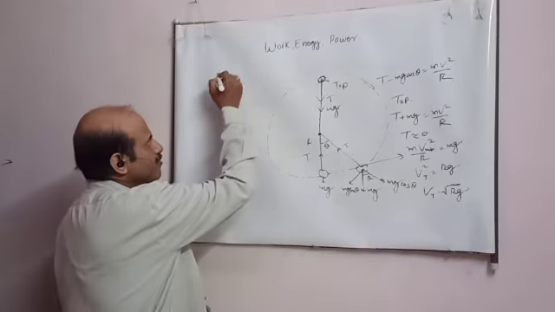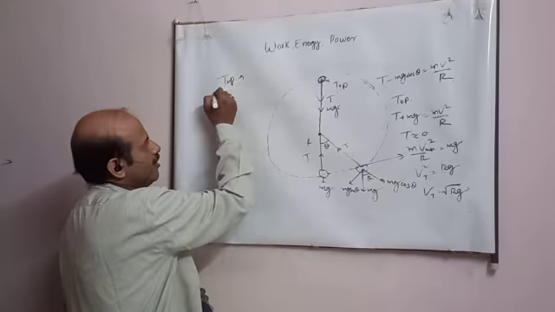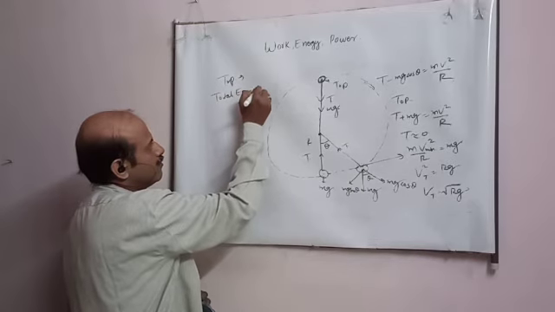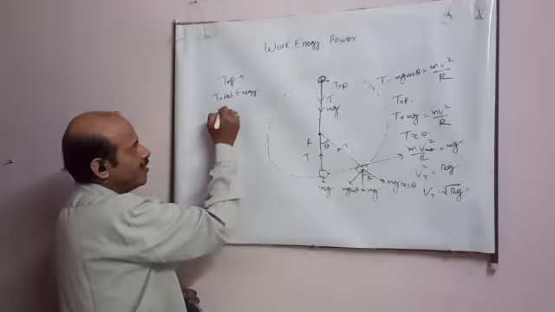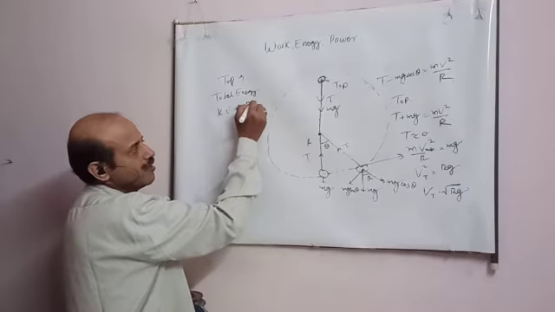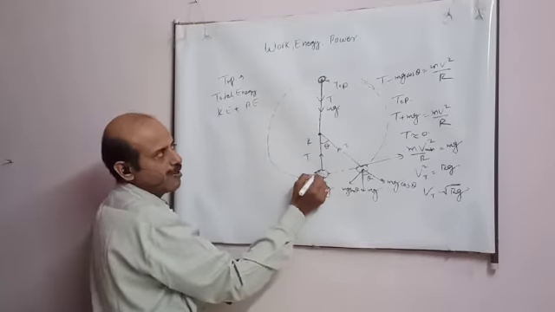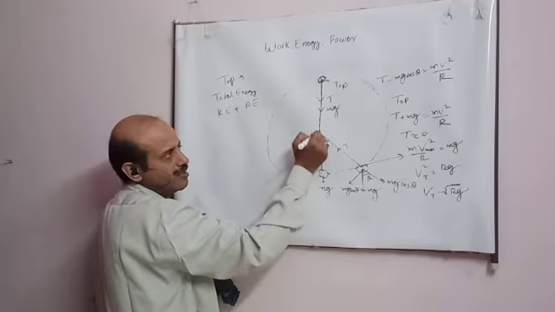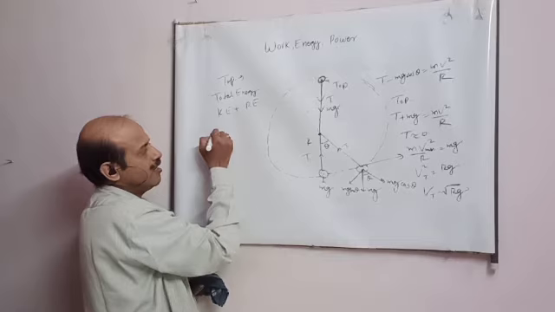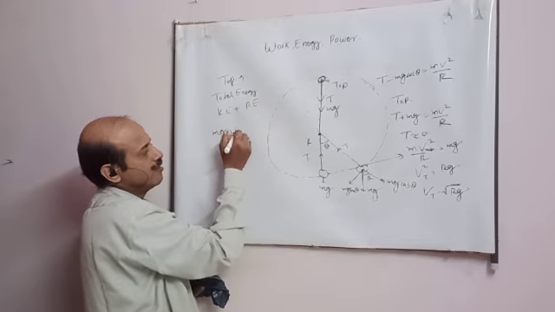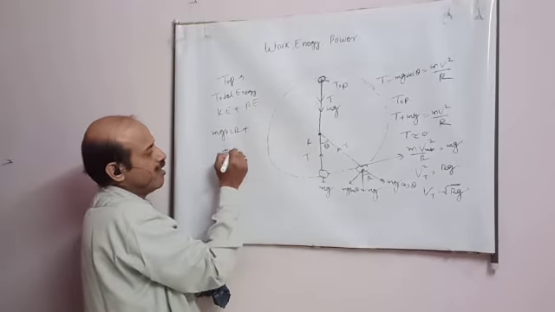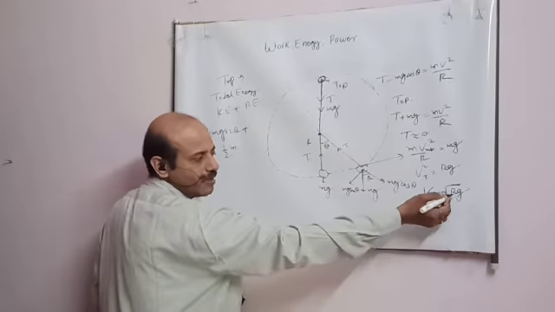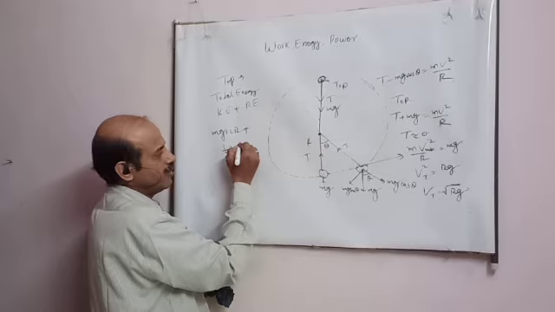Now at the top, student, the total energy is the potential energy plus the kinetic energy. With respect to this point, it is at a particular height, so it will have potential energy. The radius is r, so it gains potential energy mg into height, plus kinetic energy, student, half mv square, and this velocity I am taking as the minimum velocity, v square.